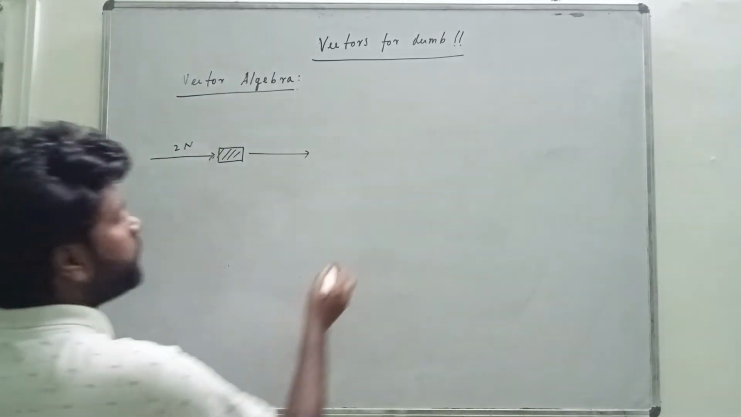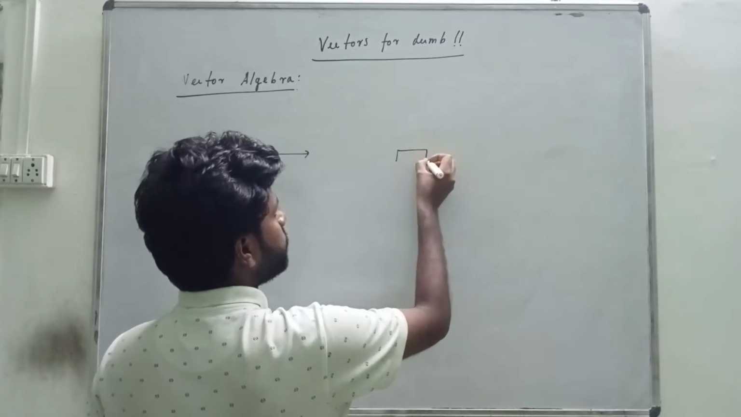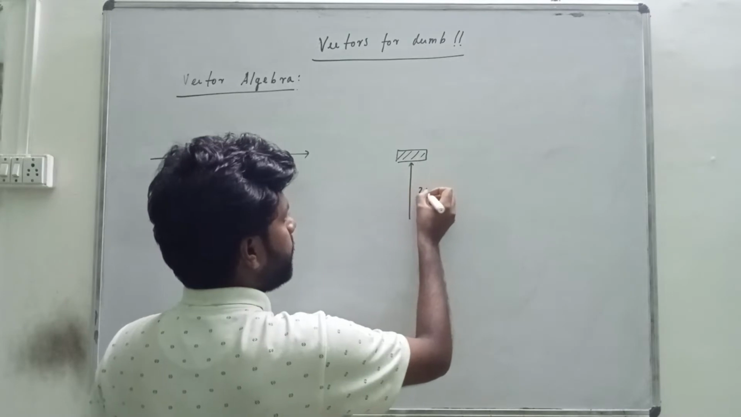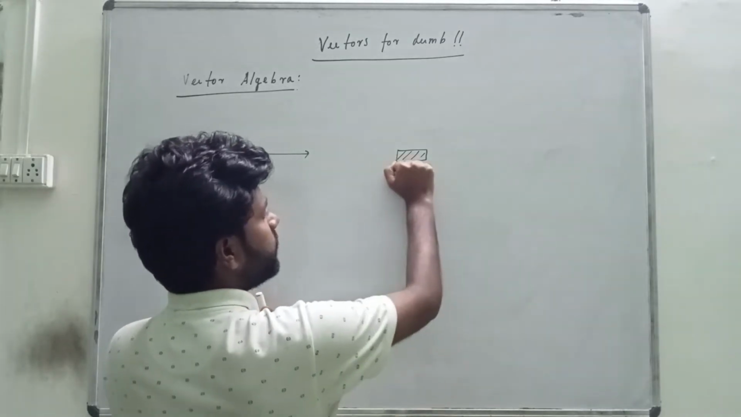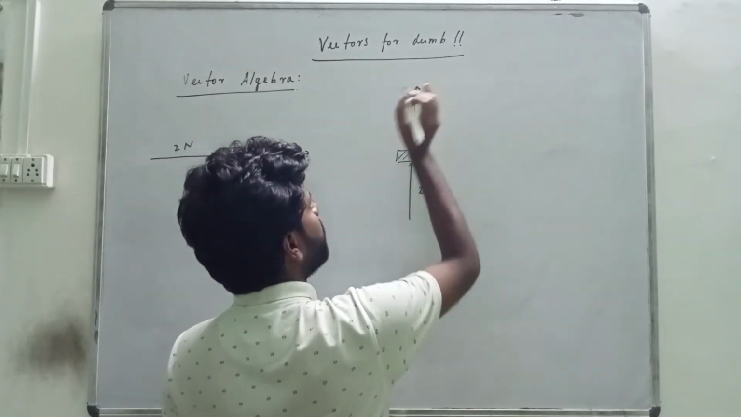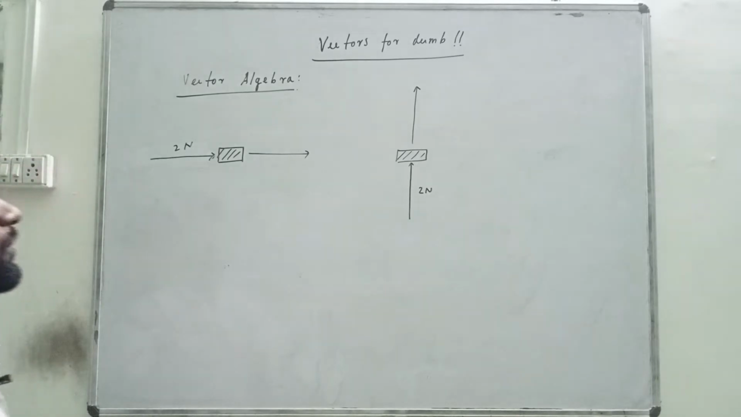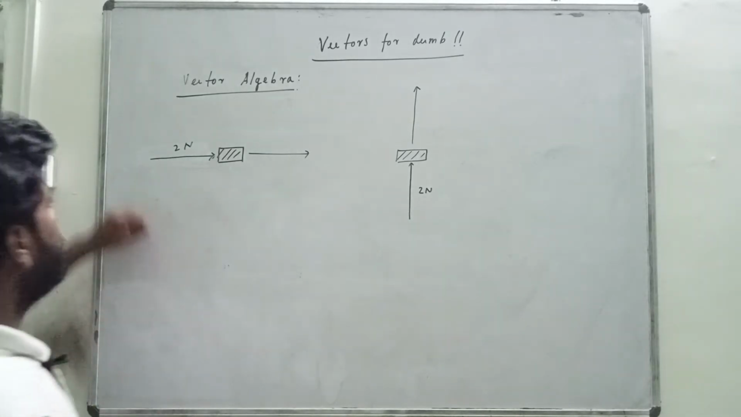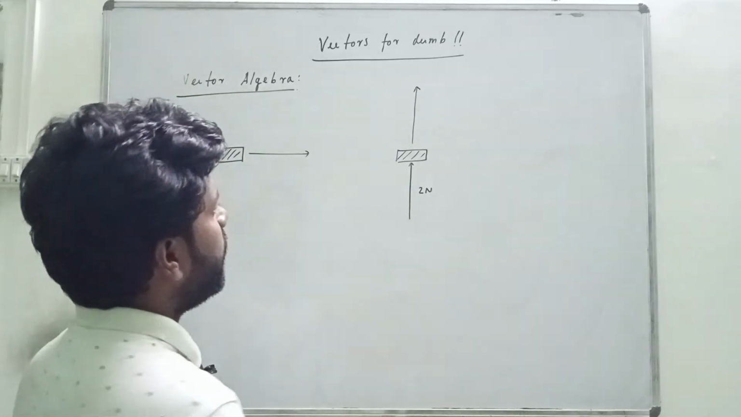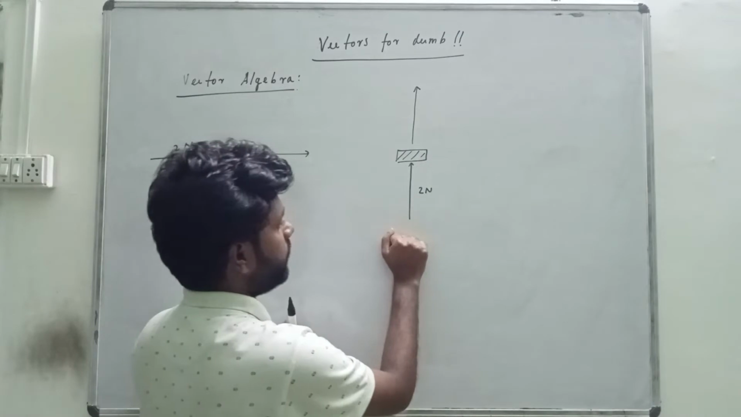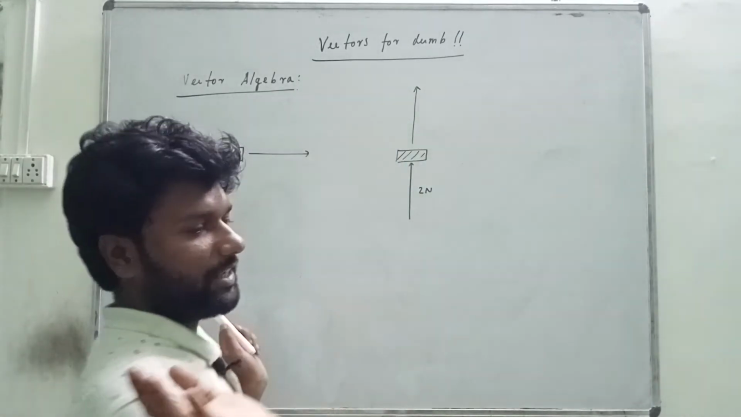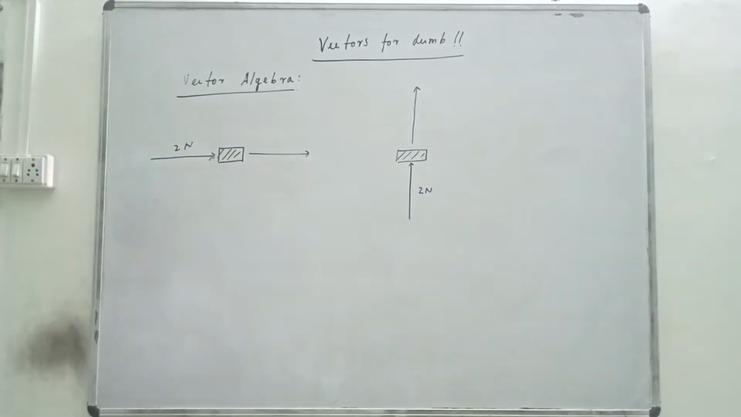And if you push the block with somehow 2 Newton force here, 2 Newton force here, so obviously the block will go in that direction, right? It's very simple. Our intuition tells us if you push the block by your hand here, the block will go in that direction, and if you push the block by your right hand, the block will go in that direction. It's very simple.